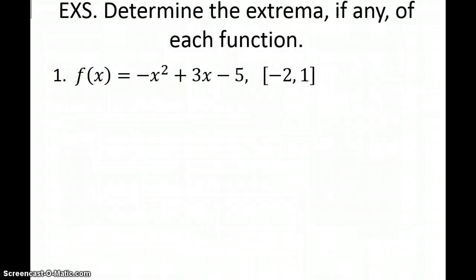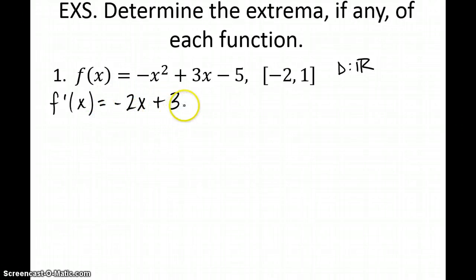So the directions for the next examples: determine the extrema if it exists of each function. Quadratic, domain is all real numbers. So start by finding the derivative using the power rule. So that's your first step.